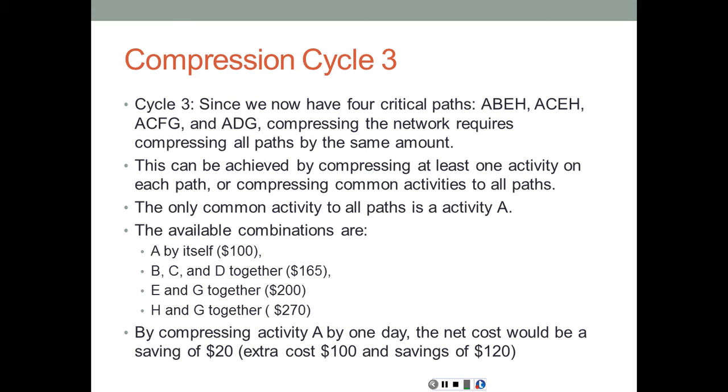So by compressing activity A 1 day, the net cost would be a savings of $20, because the extra cost is $100 and the savings is $120. Now look at these numbers, 165, 200, 270, and so on. That is more than the 120 that I'm going to be ending up saving.